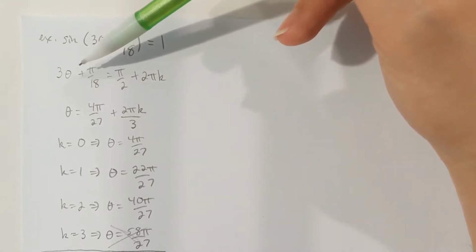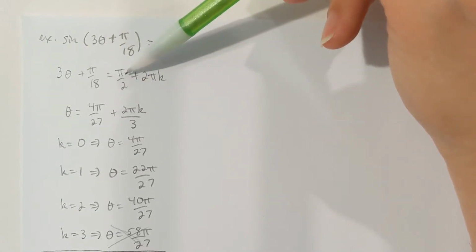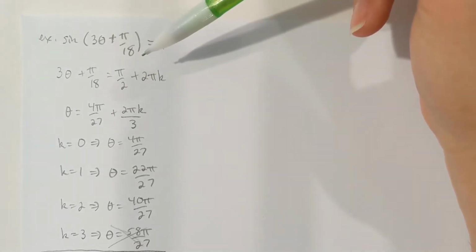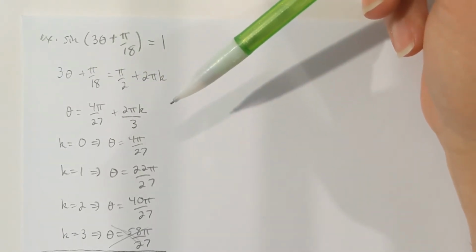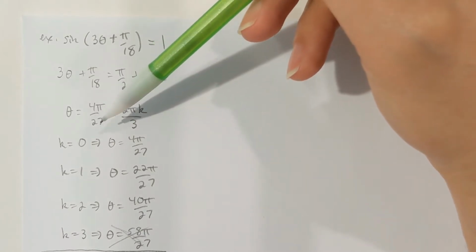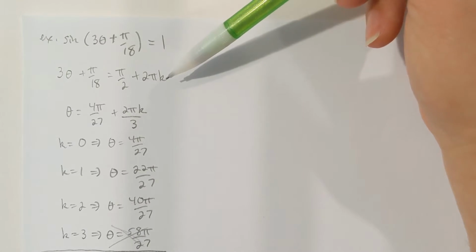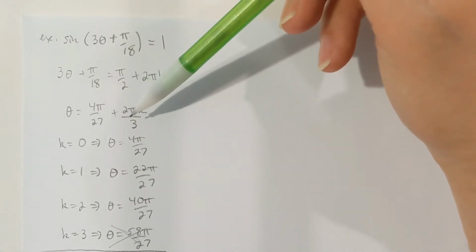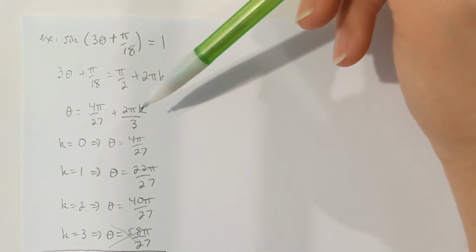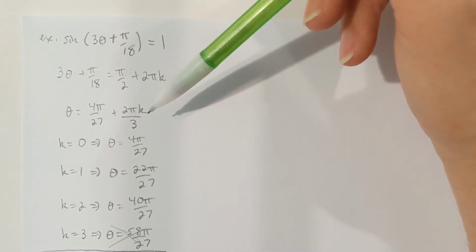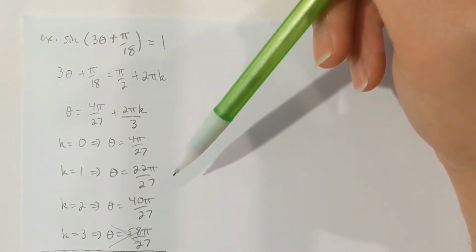So, if I then solve for theta, pi over 2 minus pi over 18 divided by 3 would give me 4 pi over 27, and then 2 pi k divided by 3 is going to be added to 4 pi over 27. And so now I'm going to select values of k to gather up all the values that would be on the interval of 0 to 2 pi.